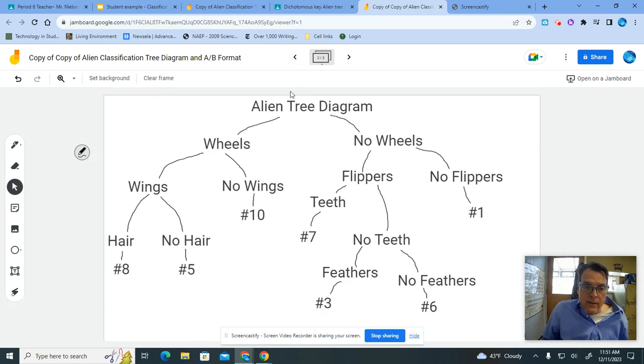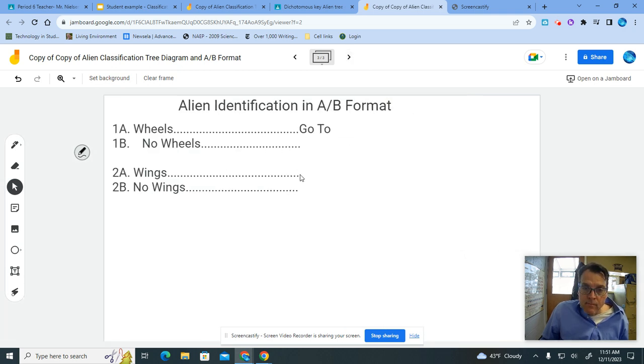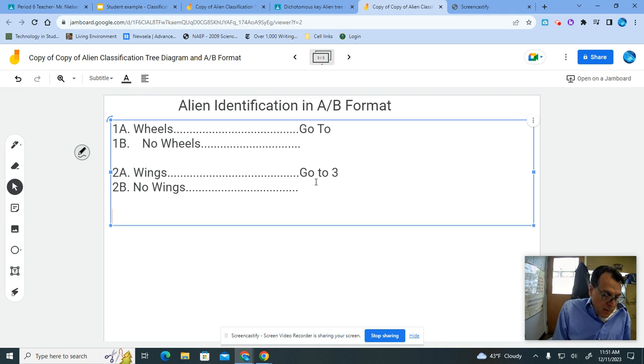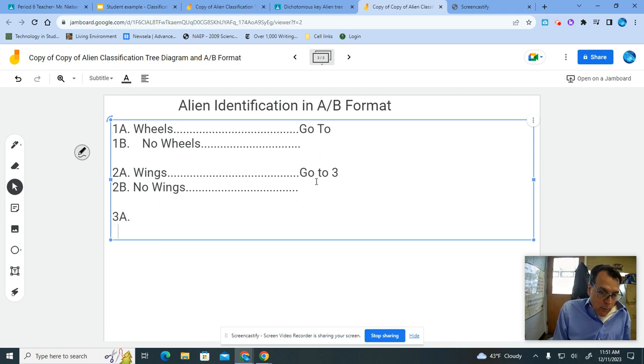And next to wings, we have hair and no hair, which means we have another 2 characteristics to discuss. We need an A and a B, and so we're going to go to the next line. This time we're going to go to 3, just because it's the next line we have available. Don't worry about these other blanks. They're going to fill themselves in. We're sticking to the plan, working with one group at a time.